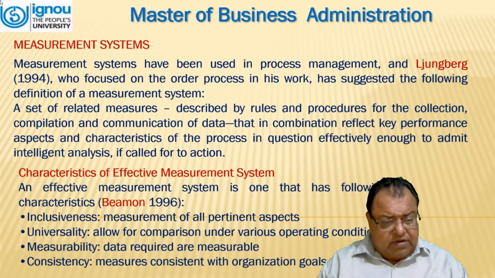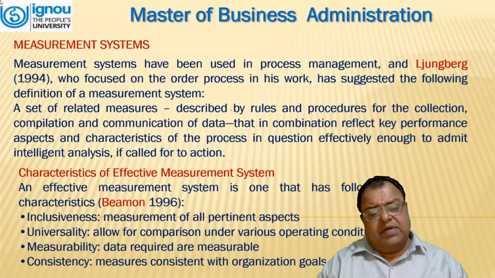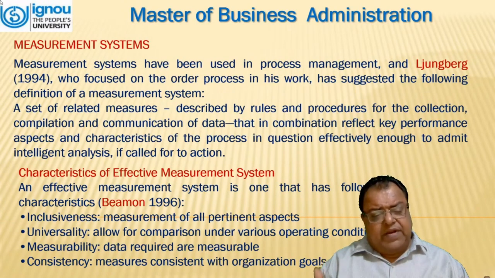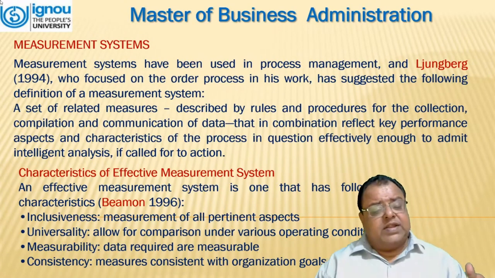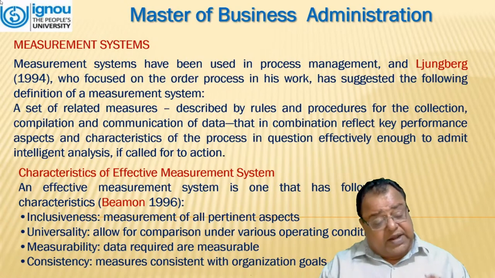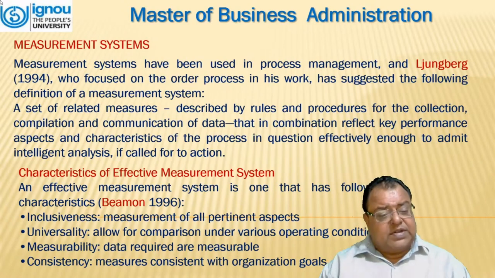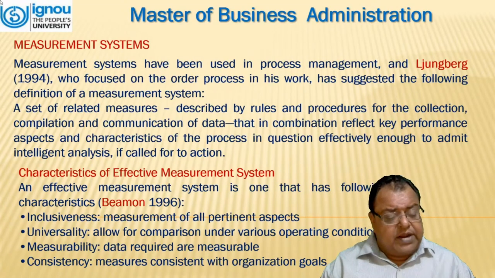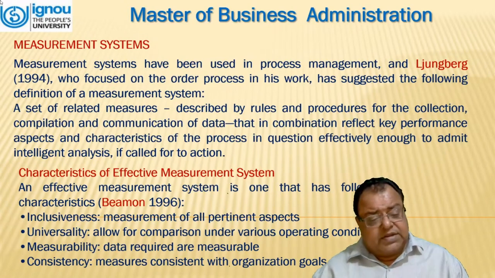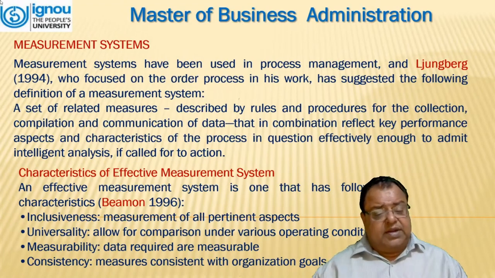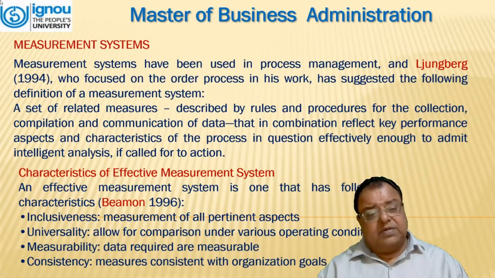What are the characteristics of an effective measurement system? An effective measurement system is one that has the following characteristics: inclusiveness, that is measurement of all pertinent activities; universality, allowing for comparison under various operating conditions; measurability, that means the data measures are measurable; consistency, measures consistent with organizational goals.